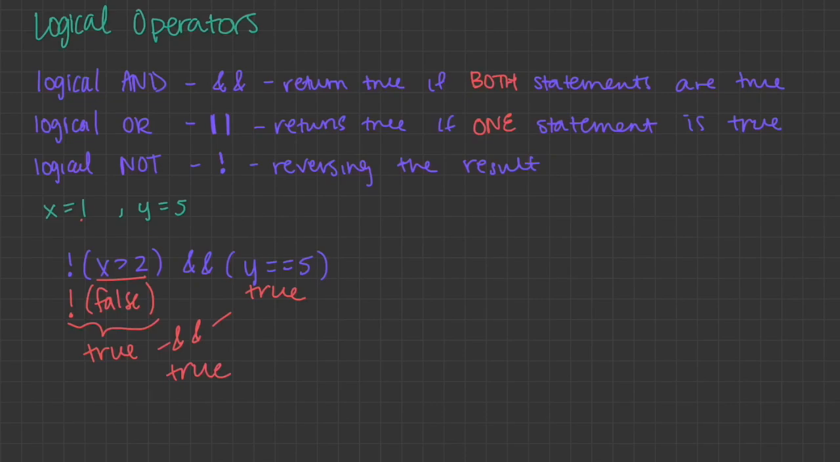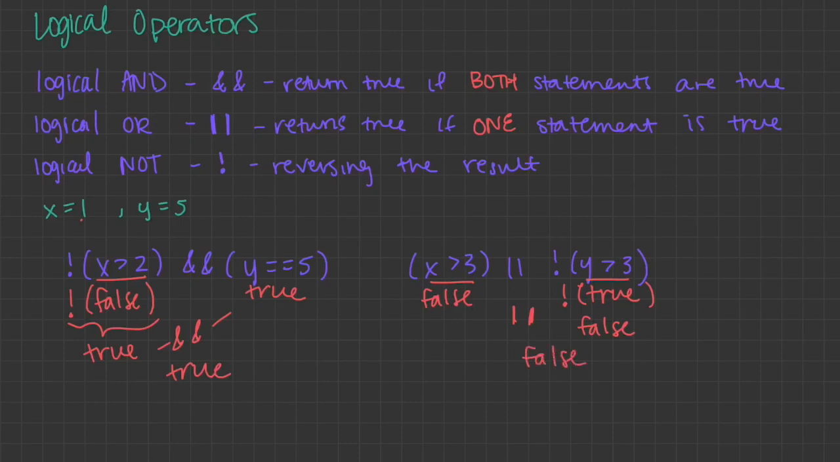And one more, let's do x greater than 3 or not y greater than 3. So x greater than 3 is false because x is 1, and y greater than 3 is true because y is 5, but then we have to do the not of true, which is false. Now false or false returns false because neither of those statements are true, so the whole expression is false.